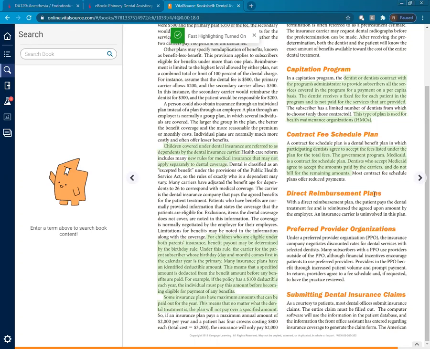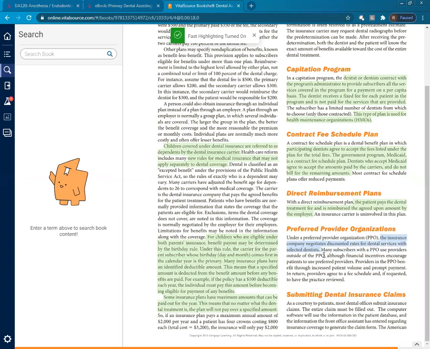Direct reimbursement plan is the minority. This is where the patient pays the dental treatment fee and is reimbursed by the employer. Those aren't very common. Obviously, it's like a 2-sentence paragraph. It's not very common. The PPO plan is the one that most people have. Under Preferred Provider Organization, or PPO, the insurance company negotiates discounted rates for dental services with the select dentist.